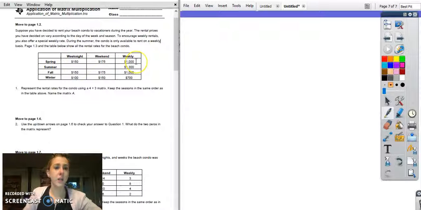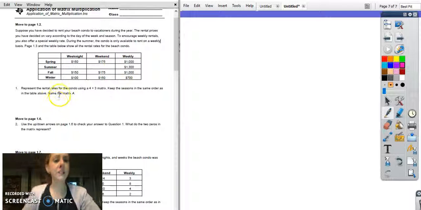So here we're talking about a condo, a beach condo, and renting it out. So we've got listed in the rows each season. So talking spring, summer, winter, fall, and then the different rates that they charge. So weeknight, weekend, and weekly. So it's saying that during the summer, the condo is only available to rent on a weekly basis. So that's why these two elements are empty.